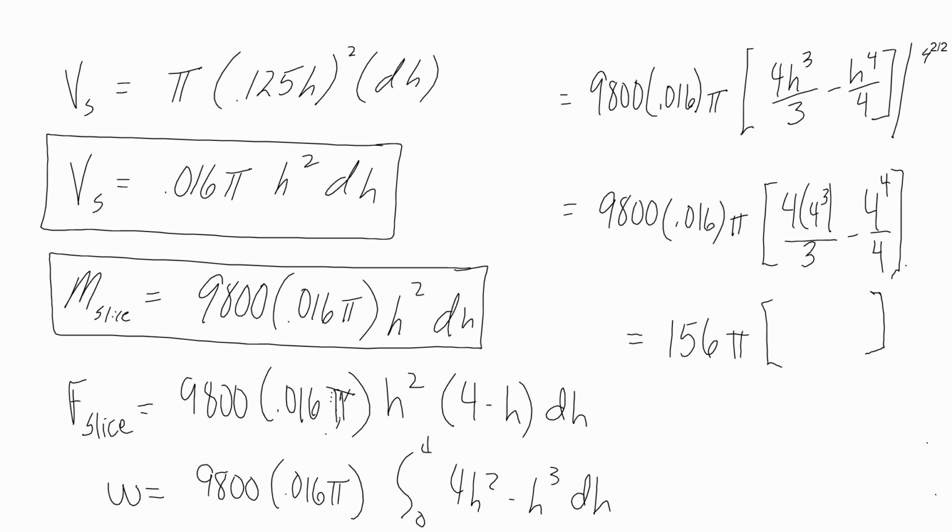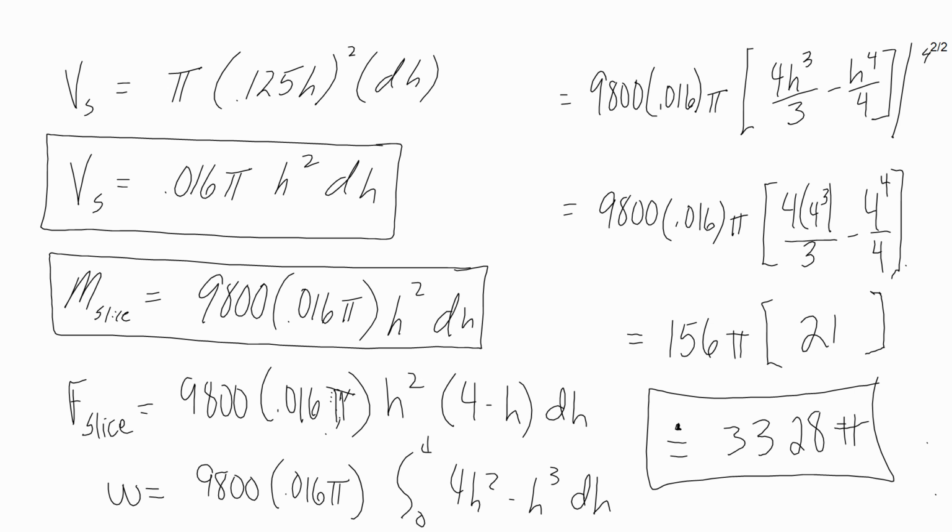Okay, is it 21 or 23? It's 21.3. Okay, 21. And then 21 times 156, what do you get? 33.28. And that's what it comes out to be, around 33.28 pi. And what will that be? What units? Joules. Now, figure out half. There should be only one difference. And what is that? 0 to 2.